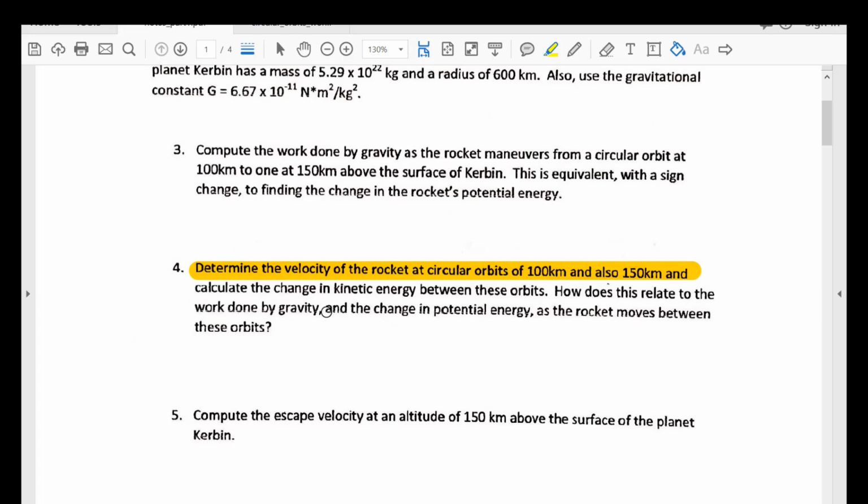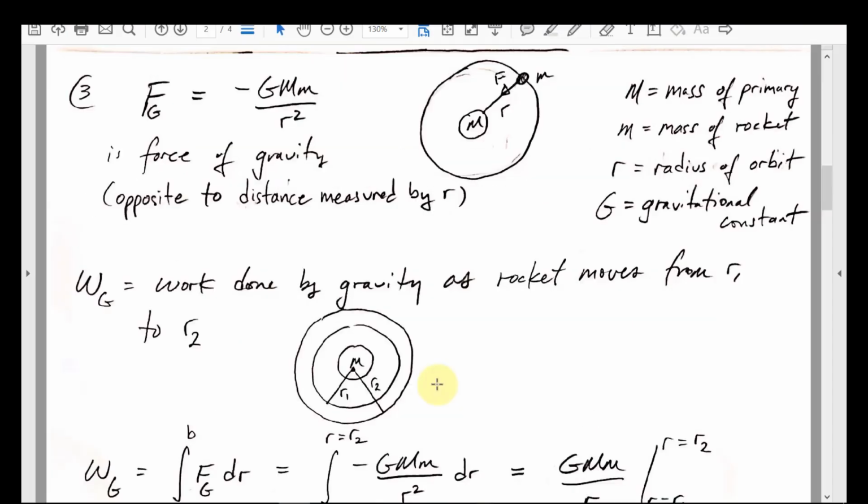And to answer this question about how this relates to the work done by gravity and the change in potential energy, we'll go back and compute the work done by gravity as the rocket maneuvers from circular orbits at 100 kilometers to 150. So let's go back now to this question. Okay, so if we're going to set about answering question number three, what's the work done by gravity as the rocket moves between those two orbits at radius 1 and radius 2, we'll write the force due to gravity in this way. It's the gravitational constant times the larger mass times the smaller mass divided by the radius squared. I'll put the negative on there to indicate a direction for the force of gravity being opposite to the direction in which we measure values of r.